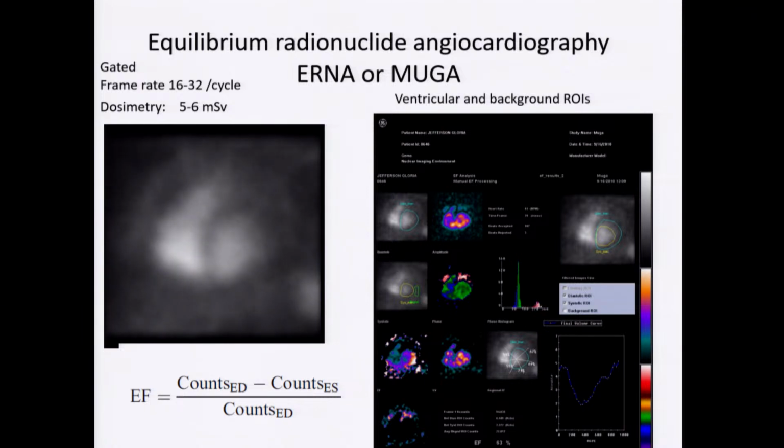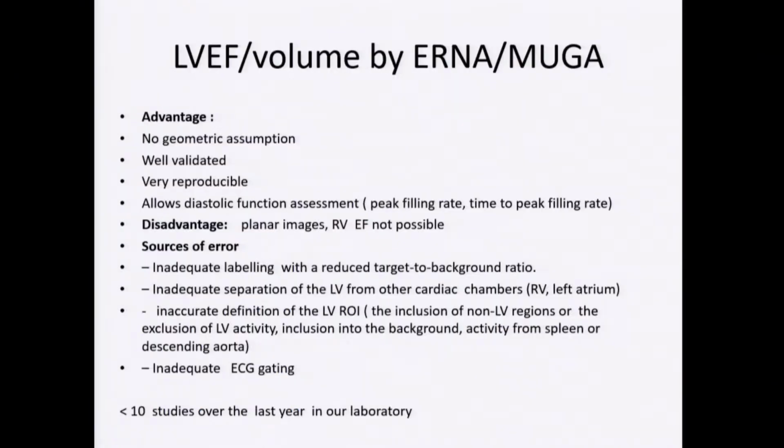Again, you can image the patient just like LV gram, in different projections. You can see the RV, LV there, and essentially the ejection fraction is calculated from the count at end diastole minus the count at end systole, over the count at end diastole. So very simple concept, right? It has been proven to be very accurate compared to LV gram, which used to be the gold standard, and the dosage that you give is relatively acceptable. So what's the advantage? No geometric assumption, well validated, very reproducible.